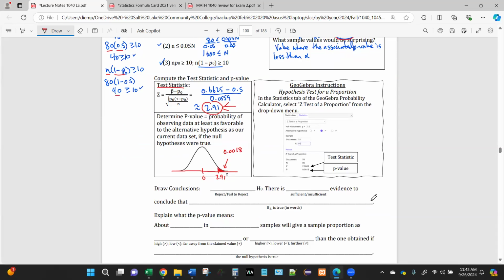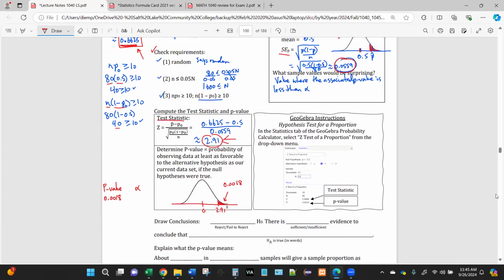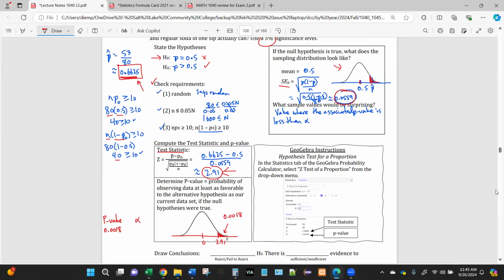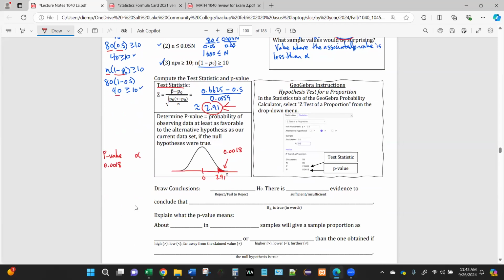And then we can draw our conclusions. So we take, you guys know this step very well, right? We take the p-value, we take alpha. So the p-value here is 0.018. What is alpha for this? It says to use a 5% significance level. Okay, so 0.05. The p-value is less than alpha. Since the p-value is less than alpha, we reject the null in favor of the alternative.